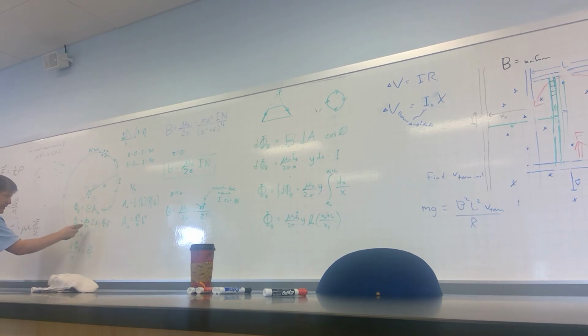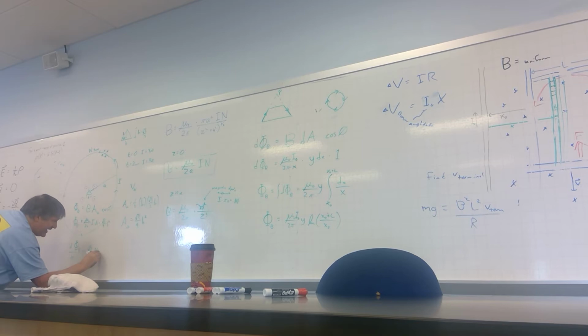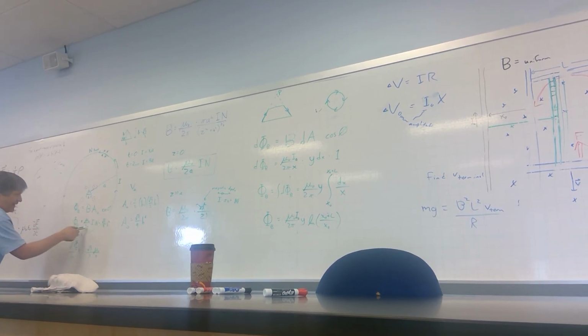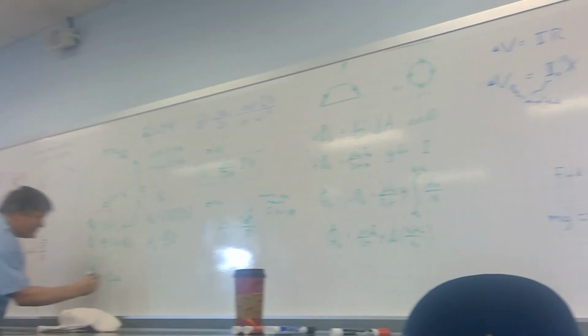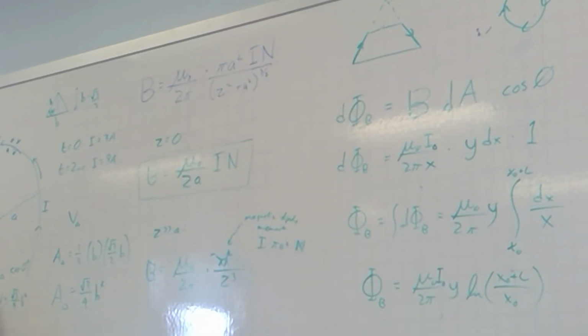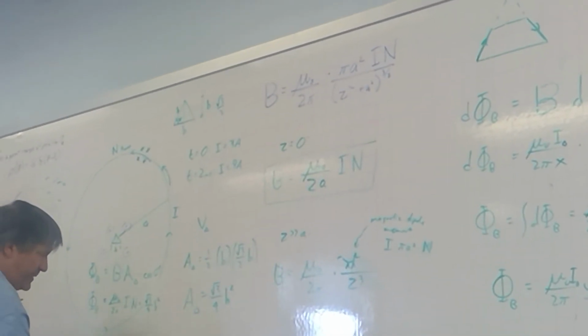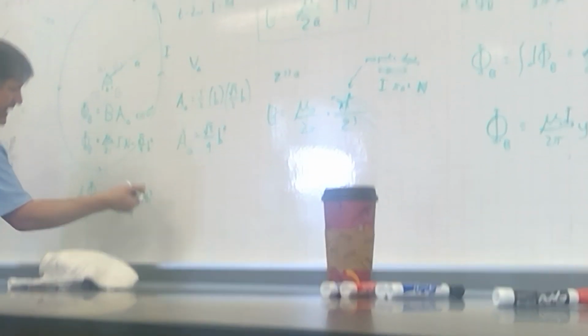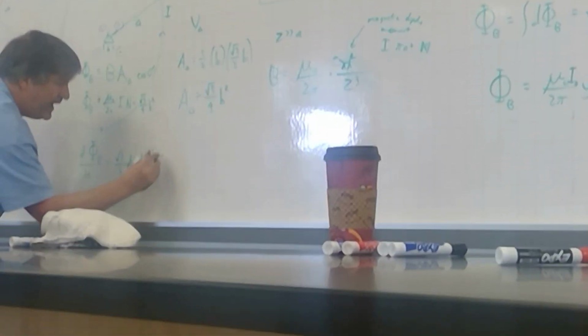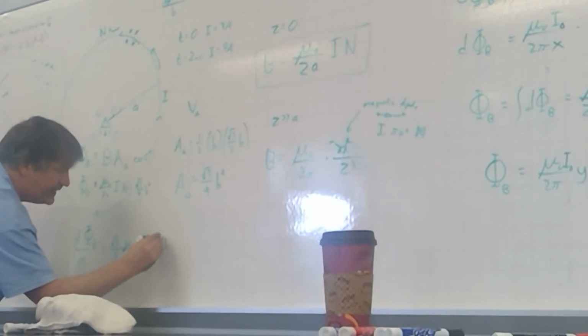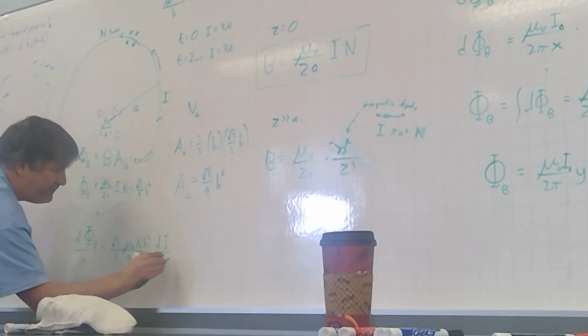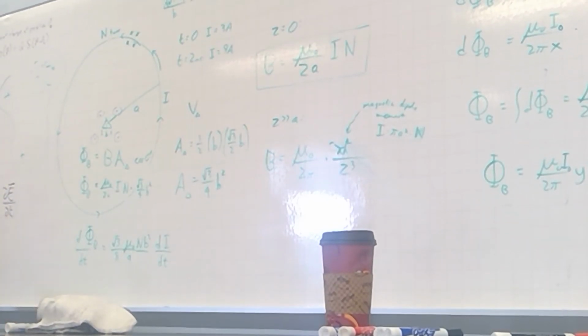Root 3 over 4 and the 1/2, I'll make that root 3 over 8. I've got my mu naught, that's not changing. I've got my radius, that's not changing. I've got my number of turns, that's not changing. I've got b squared, the size of the triangle, that's not changing. But the current is. Now, how would I find dI/dt? Do I need to take a derivative?